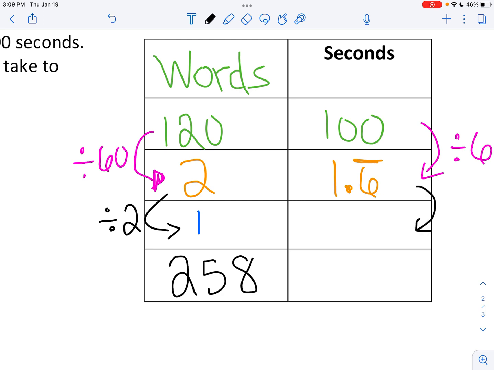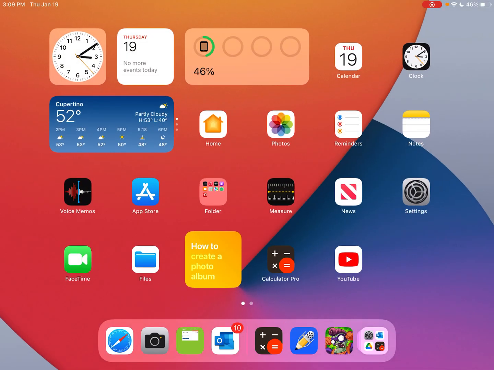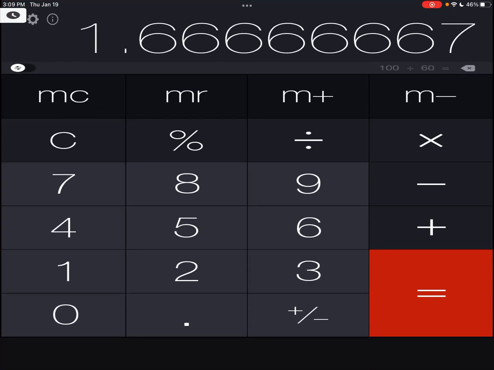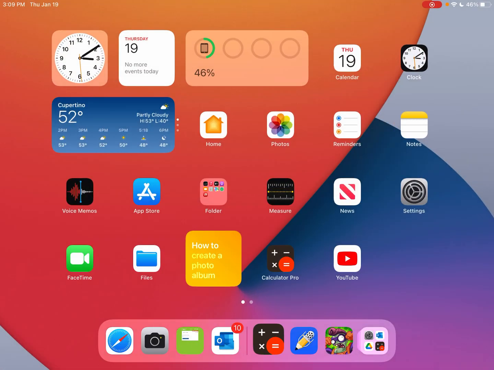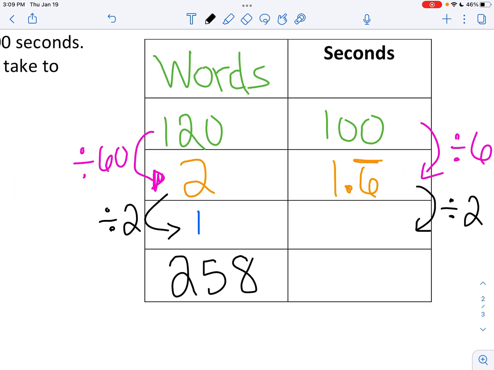So now I'm going to take the number that's already in the calculator. I'm not going to clear it out. I'm going to press divide by 2 equals, 0.83 forever. Here we go, 0.83 forever.